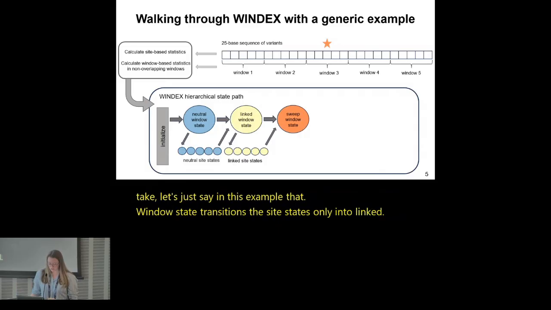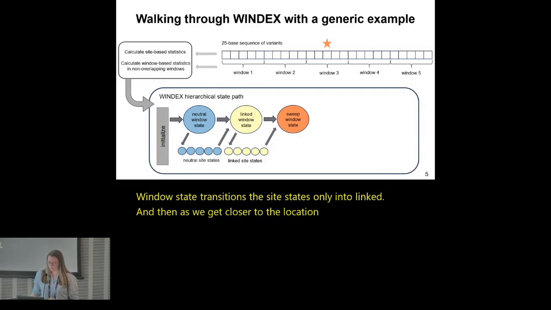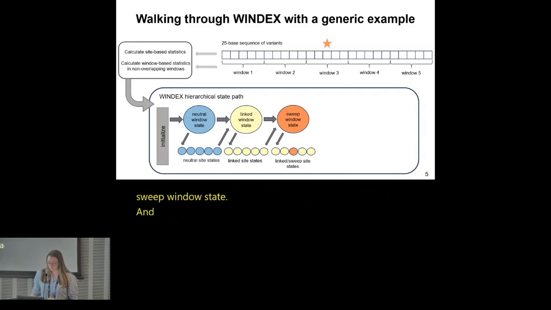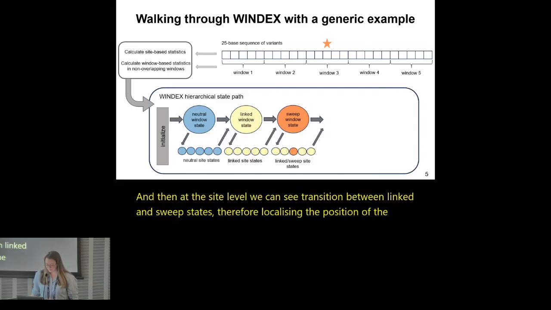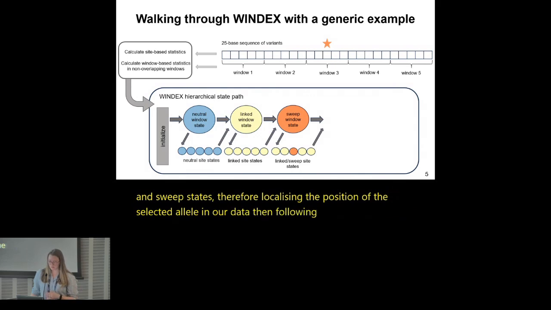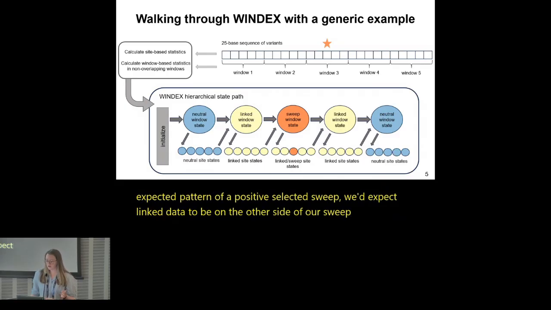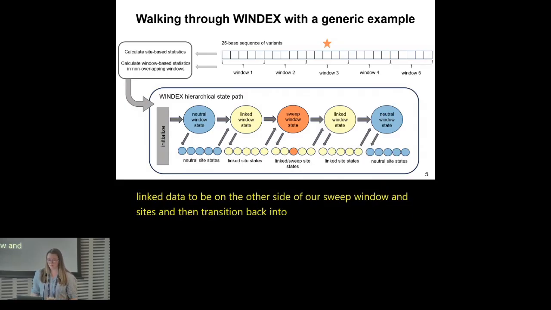And then as we get closer to the location of the selected allele in our data, we would expect WINDEX to transition into a sweep window state. And then at the site level, we can see transition between linked and sweep states, therefore localizing the position of the selected allele in our data. Then following the rest of the expected pattern of a positive selected sweep, we'd expect linked data to be on the other side of our sweep window and sites, and then transition back into neutral data when we're positionally far away from the selected allele location.